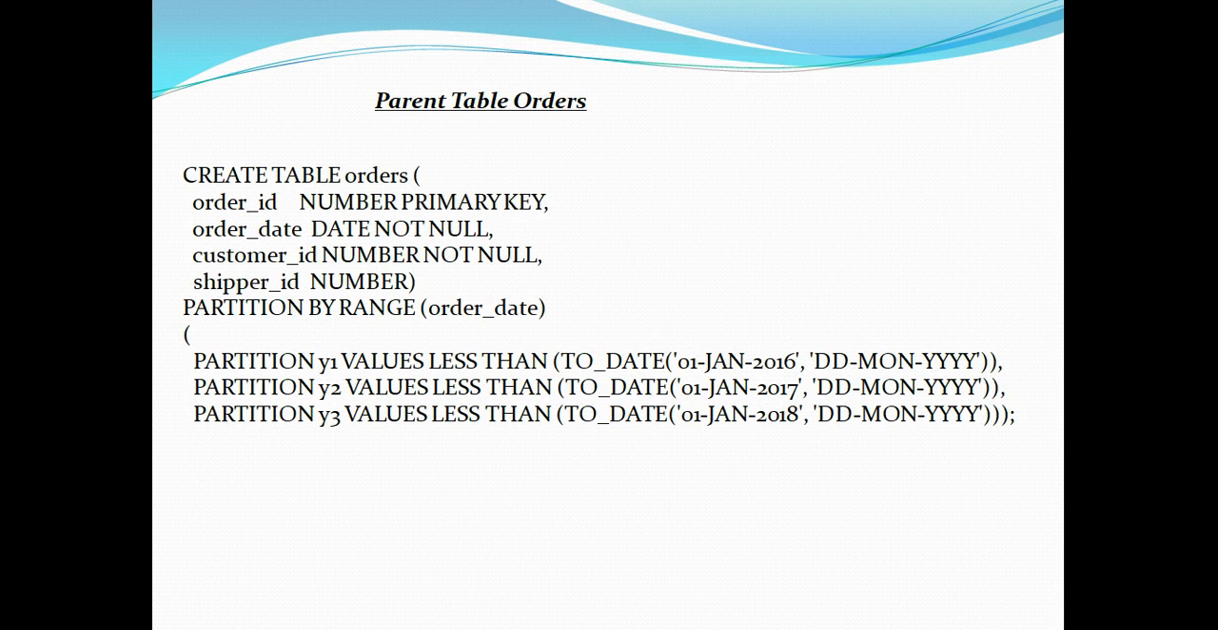So this is my parent order table. Here I have 4 columns and I have partitioned this particular table using the range strategy on order date. I have created 3 partitions. Partition Y1 will store the data which lies in 2015 and before that, Y2 will have data corresponding to 2016 and Y3 will have data corresponding to 2017.